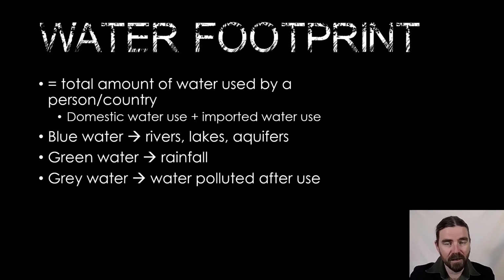And then we've got grey water. That's just water that humans have used that's polluted. So grey water might be water that you've flushed down your toilet. Grey water might be water that you've used in a factory process or whatever. It's wastewater. And you can clean that stuff up, recycle it, reuse it.